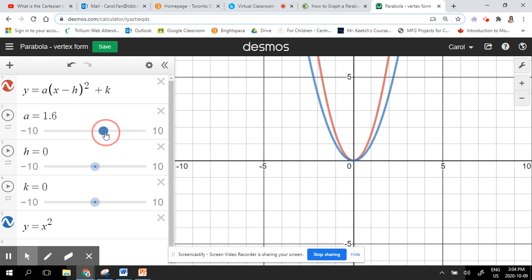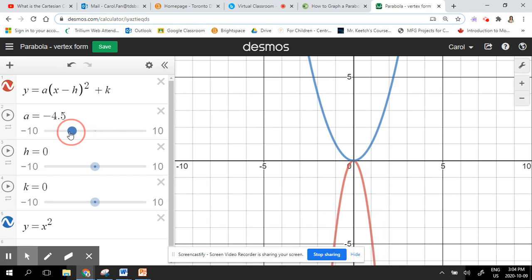If we have a value of A that's between 0 and 1, then our parabola becomes compressed, or we could say the parabola is wider. Now, we also discovered that if we had a negative value of A, it would behave the same way, meaning it would become skinnier as the number became bigger, but the negative sign indicated that the parabola opened down instead of opened up.